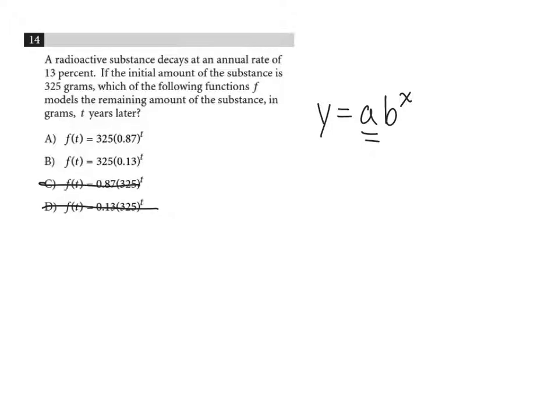Now, if we're decaying by 13%, that's going to be 13% less than 100%. Every year is going to be 13% less than 100. So it's going to be 87% of what it was the year before. So we need to be multiplying by 0.87, not 0.13. This will decay at a rate of 87% annual rate, which we don't want. So answer is A.